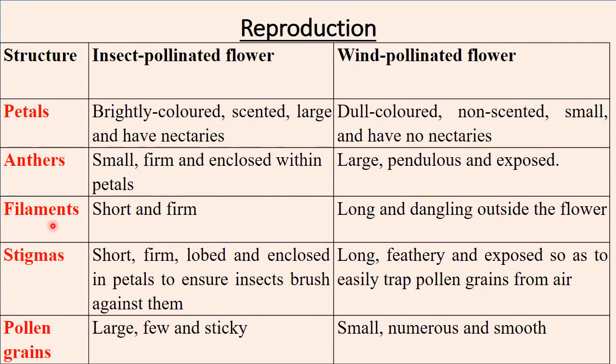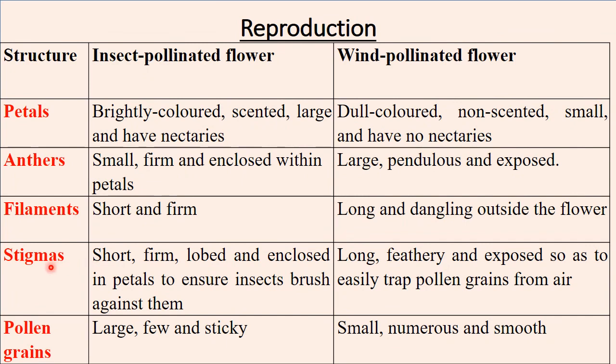Next are filaments. For insect pollinated flowers, the filaments are short and firm. For the wind pollinated flowers, they are long and dangling outside the flower. They dangle outside the flower so that as the wind is blowing, the pollen grains can be blown so that they can go to the stigma of the same plant or of another plant.